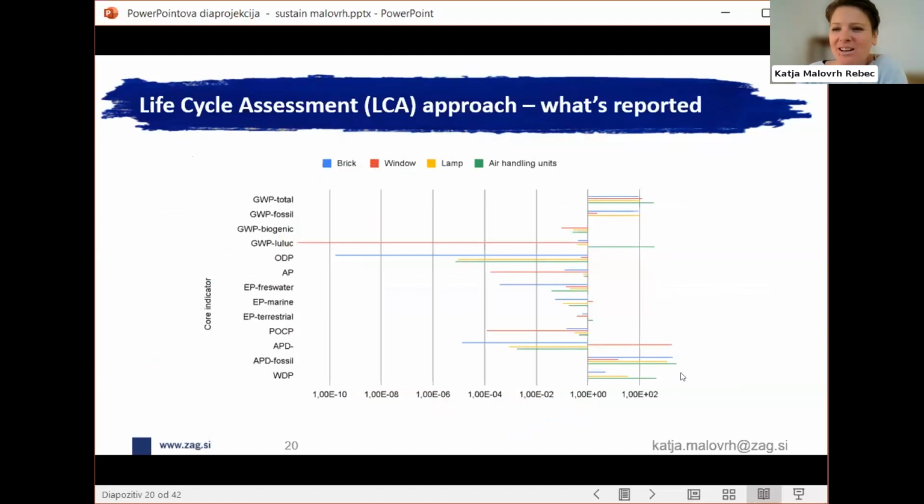So this is one example of the results of LCA, very much loved results. They are quite complex usually and demand a good interpretation. So here you can see the parameters on the left side, which I will explain, and these are just comparisons of the outcomes for bricks, windows, lamps, and air handling units. Just like to see one example of the results on the fly.